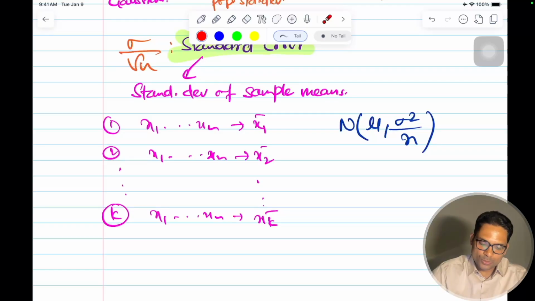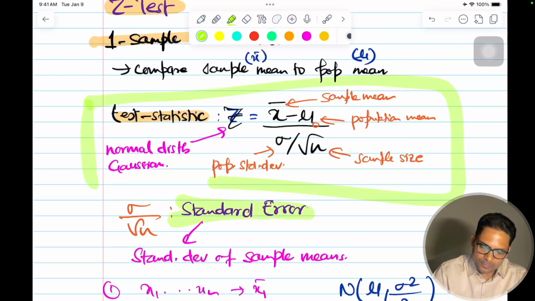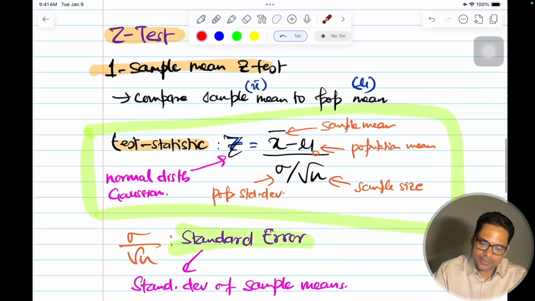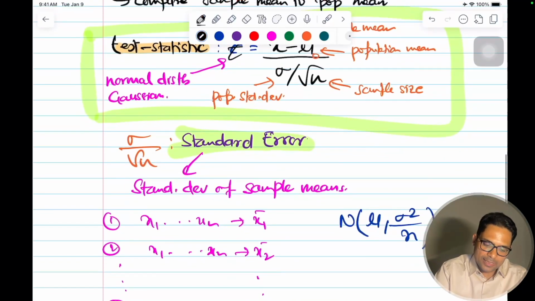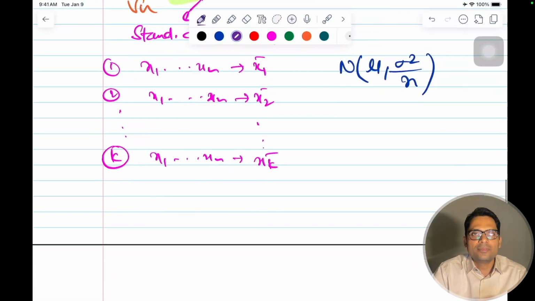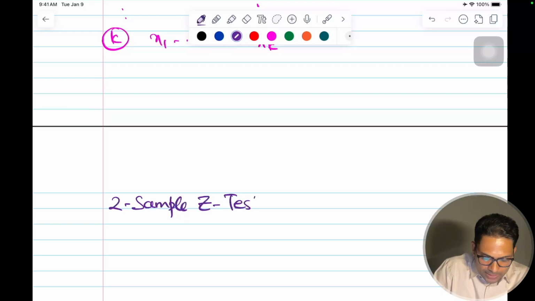Okay, and what is the two sample z test? So this is a test statistic, simple. In one sample we are comparing just the sample mean to the population mean. Similarly, when we compare two independent samples, we have two groups and we want to compare the means of the two groups, then we use the two sample mean test. So we write two sample Z-test.